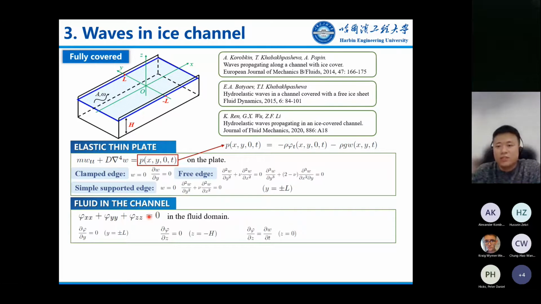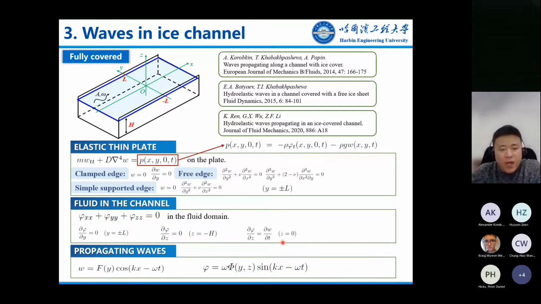The flow is irrotational. Thus, the velocity potential can be introduced and satisfies the Laplace equation in the fluid domain. The impenetrable condition at the channel walls and bottom should be satisfied. Also, the linearized kinematic boundary condition at the upper boundary of the fluid should be satisfied.